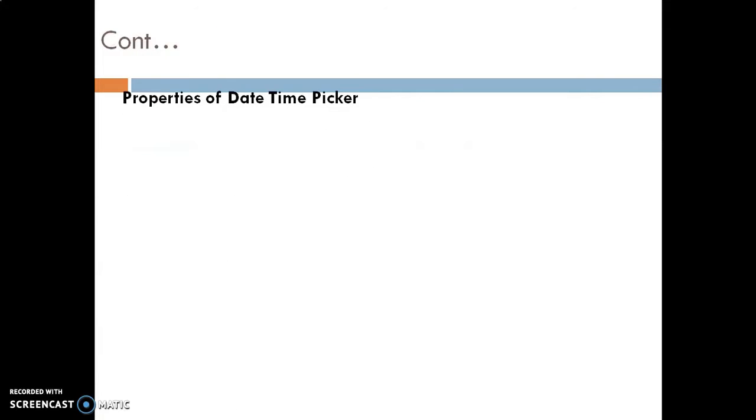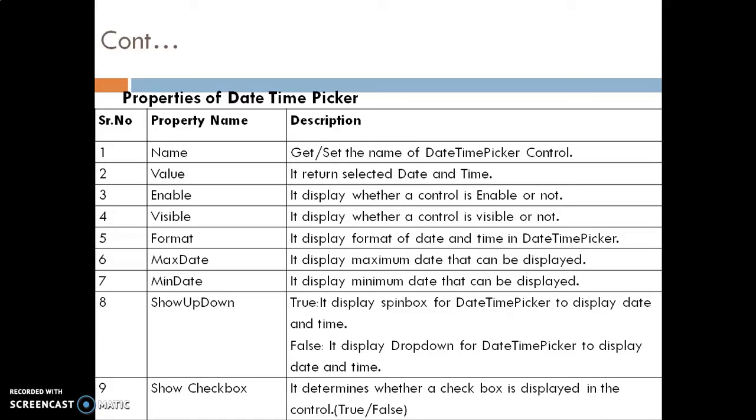Now properties of datetime picker. First property is name. It is used to get or set the name of datetime picker control. Second property is value, which is important property of datetime picker. It return selected date and time on our form. Then enable. It display whether the control is user interaction or not. Then visible. It display whether a control is visible or not. These last two properties, enable and visible, both have values true or false.